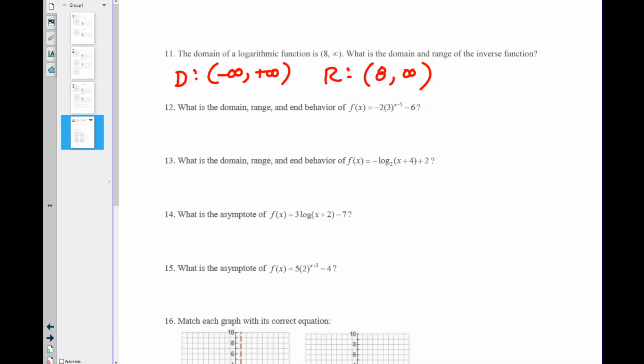What is the domain, range, and behavior of this function here? What type of function is that? Exponential. So the easy one should be domain. What's the domain there? All real numbers. Cade, what's the range going to be?